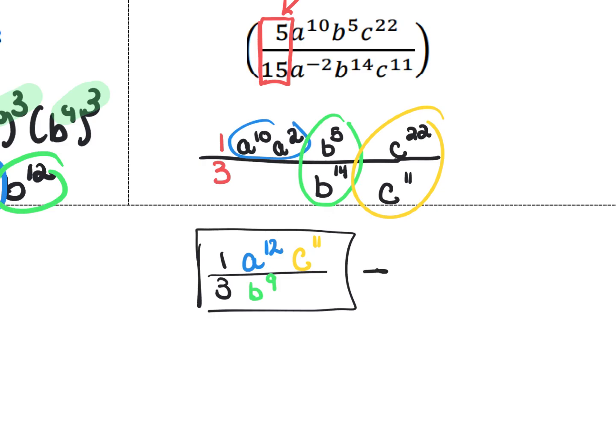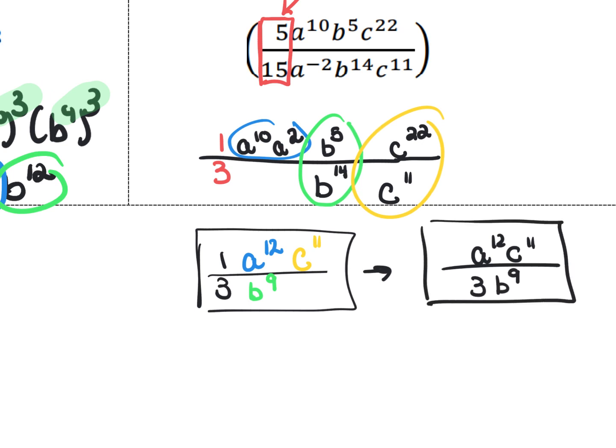You also can write it with no 1 out front, so just a to the 12th, c to the 11th over 3, b to the 9th. You don't have to have that 1.